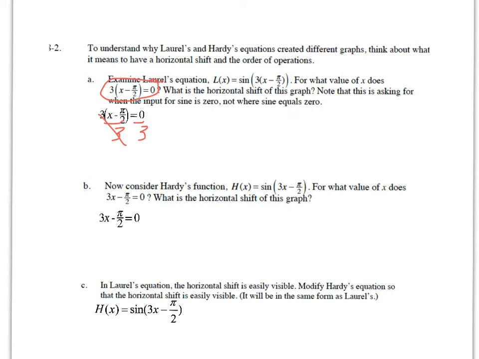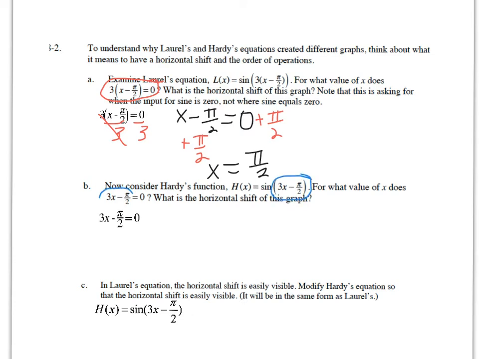So now we have x minus pi over 2 equaling 0. And now let's add pi over 2 to both sides. Oh, wait a second. Isn't that our shift that we wanted? Pi over 2. And x equals pi over 2. Now consider Hardy's function.